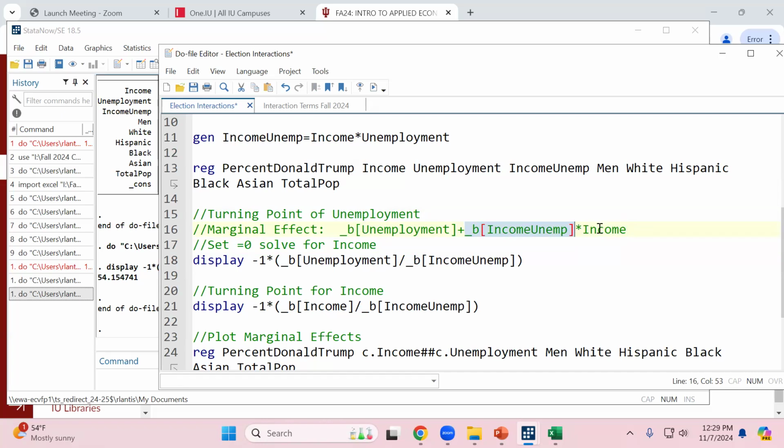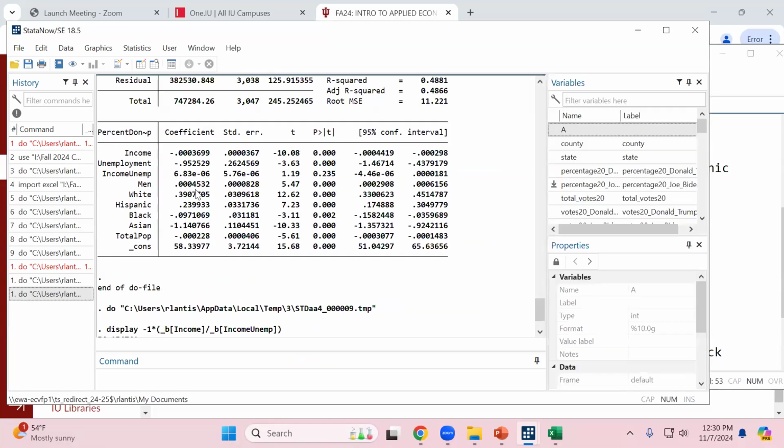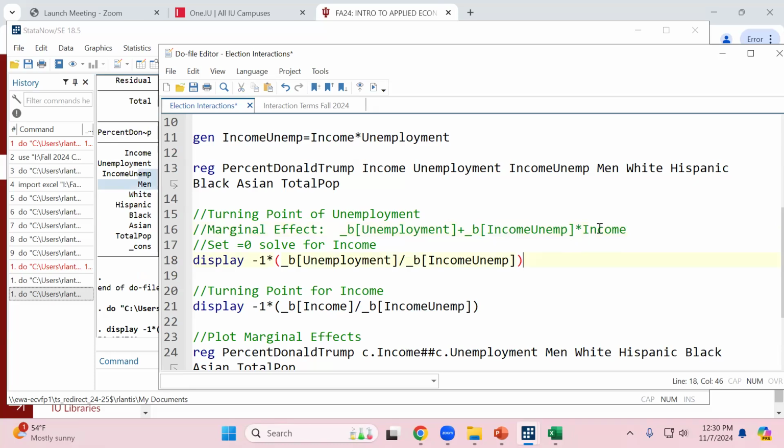Okay, well now where does this marginal effect equal zero? I set it equal to zero, and then can figure out at what income level the marginal effect of unemployment goes from being positive to negative. In fact, if I look at those coefficients, if income was zero, what does the effect of unemployment start out as? If income is zero, the marginal effect is simply the coefficient on it. So it starts out negative, and then because the interaction term is positive, as income goes up, that marginal effect of unemployment becomes a smaller and smaller negative value.